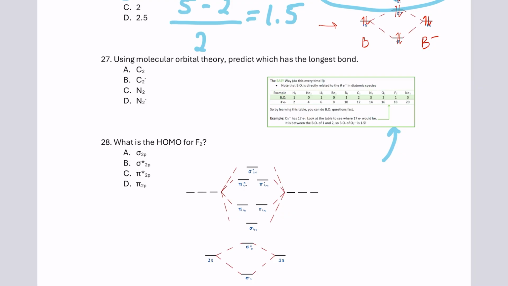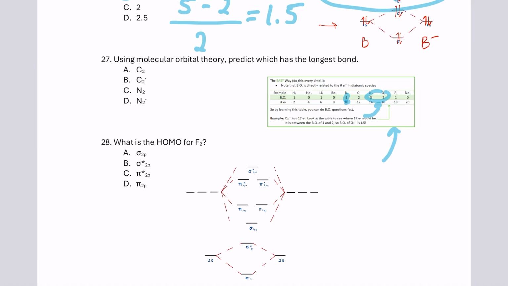We can use a simple reference table like this one, which lists the bond orders for common diatomic species based on their electron count. To use this trick, simply count the total number of electrons in the molecule and find where it falls in the table. If the number of electrons is exactly one of the listed values, then you can directly read the bond order. If the number falls between two values, then the bond order will be the average of the two. So let's work through our options.